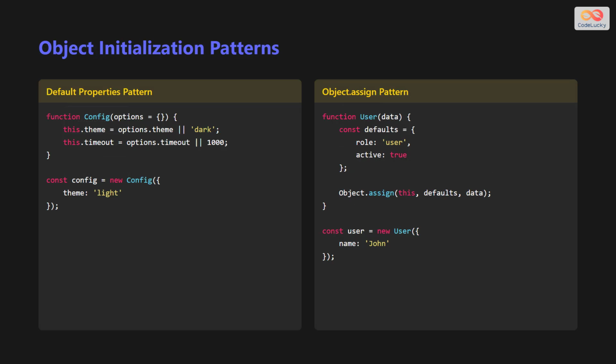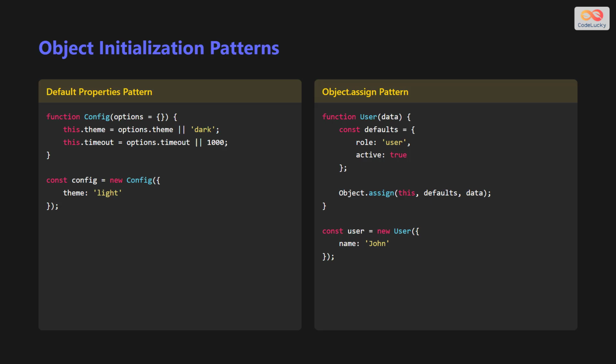There are several useful patterns for initializing objects in JavaScript. The default properties pattern allows setting default values for properties if options are not provided. The Object.assign pattern is used to merge default values with the provided values for the object.